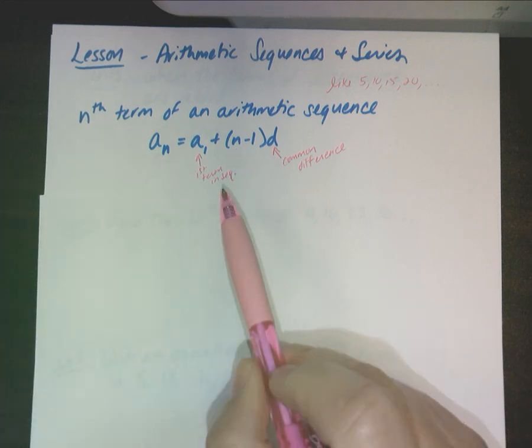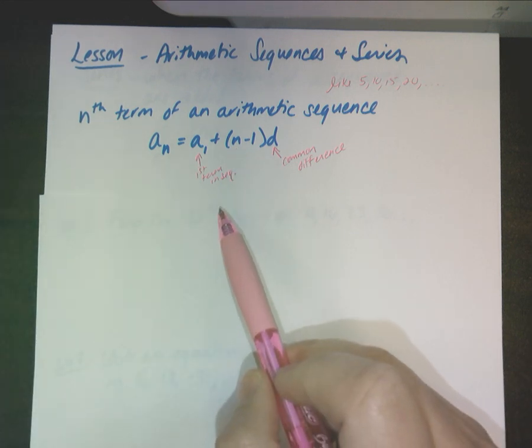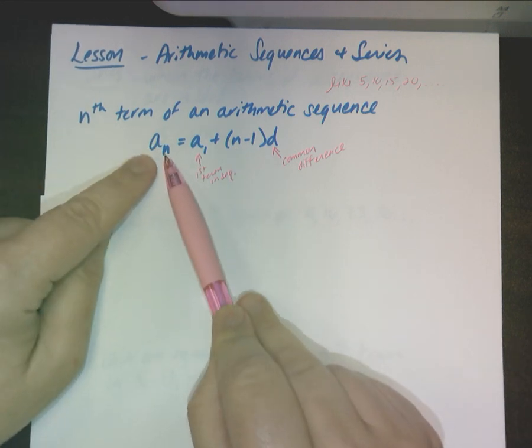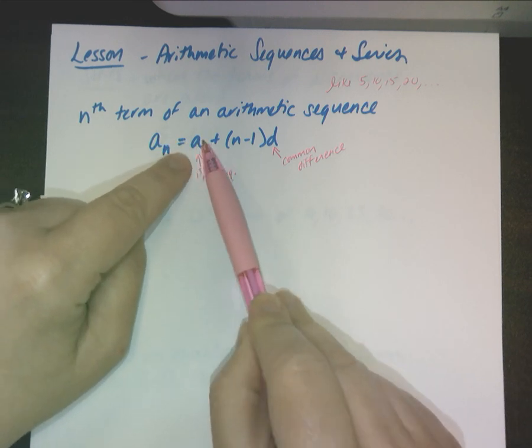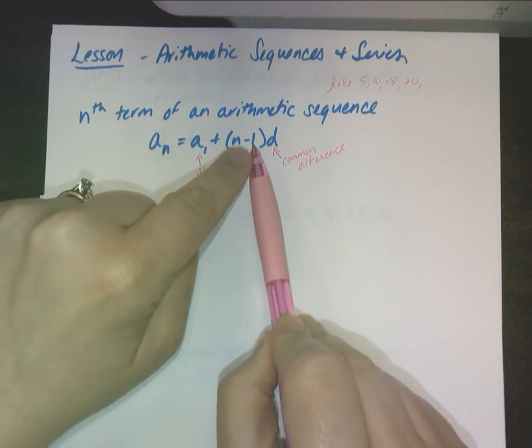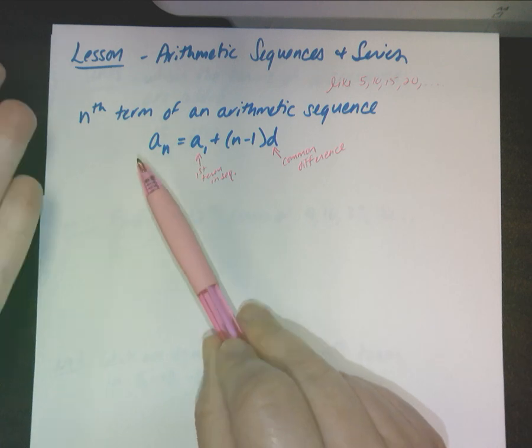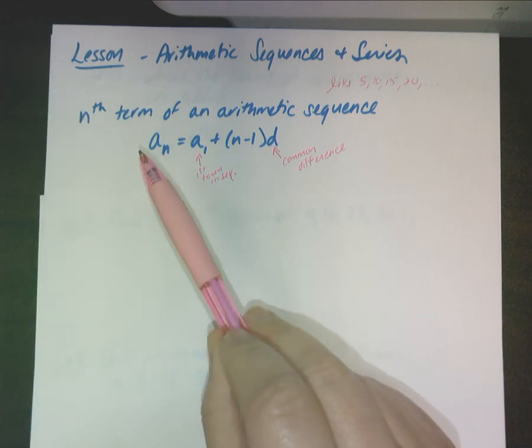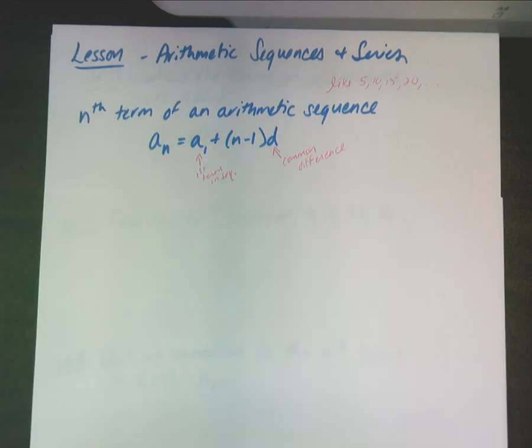So let's say I wanted to find the 100th term. So you'd write a sub 100 would equal your first term plus 100 minus 1 times 5. And you could find the 1000th term. So it's a very nice, easy, quick formula to help you find those terms.